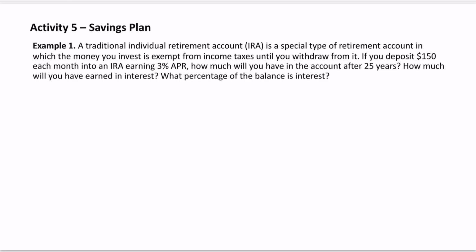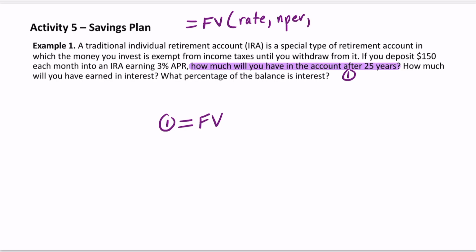So the first thing we'll look at is the first question here. The first question says, how much will you have in the account after 25 years? So this is telling me that maybe I should look at using the future value formula, because it's asking how much will I have in the account in 25 years, not how much do I have or should I have. So I'm not looking at what I need in the present time. I'm looking at what I need in the future. So this is going to need the future value formula.